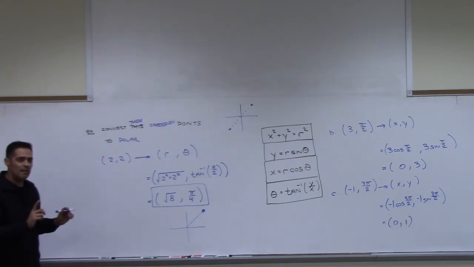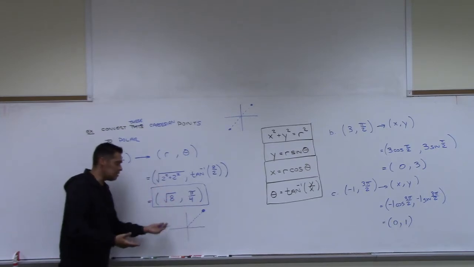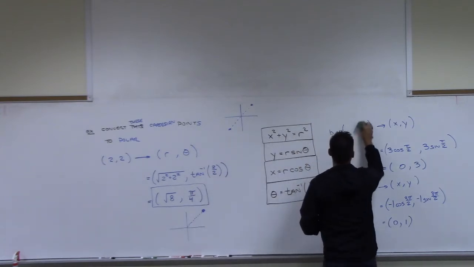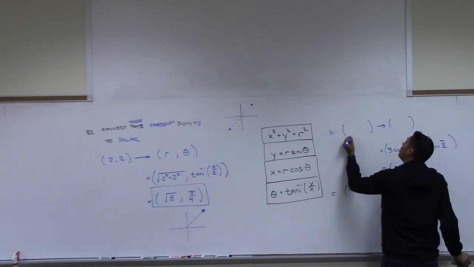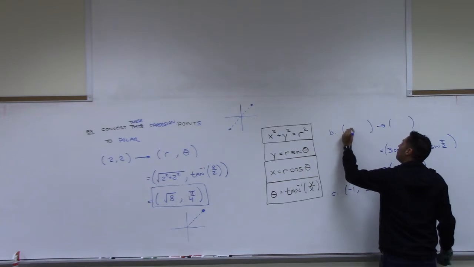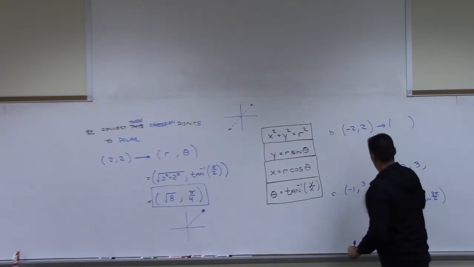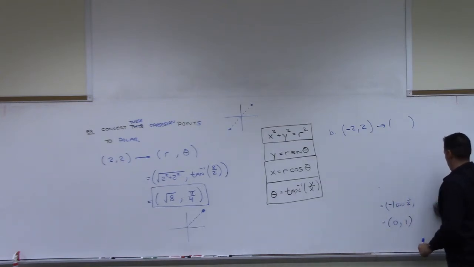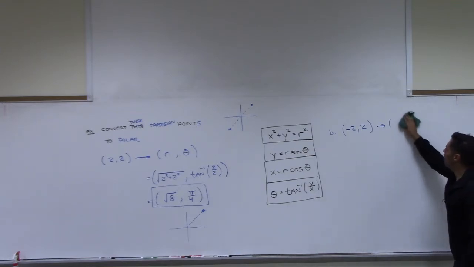We always want to do that little check at the end to make sure that we're in the right quadrant, because you can have an issue like the next example. How about this one? How about negative 2, 2? Convert that one over to polar.